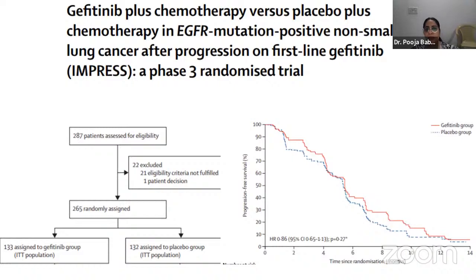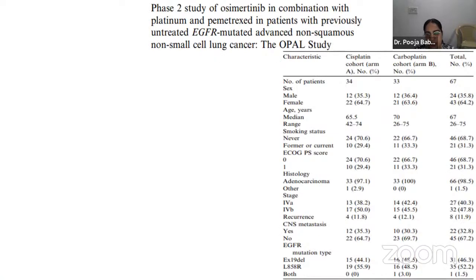Now, gefitinib plus chemo versus placebo plus chemo after progression on first line gefitinib. So once the disease progresses on gefitinib, can we use gefitinib in combination with chemotherapy? And the results were not so impressive. But on the basis of these results only, the next phase 2 trial was the OPAL study.